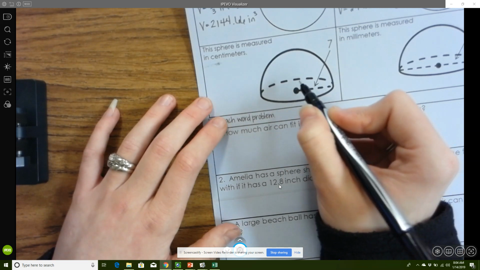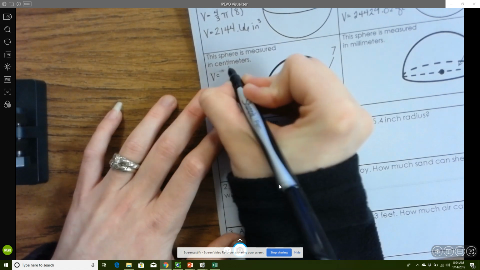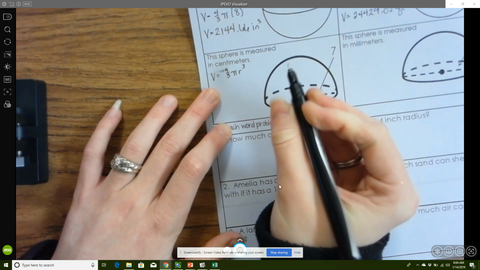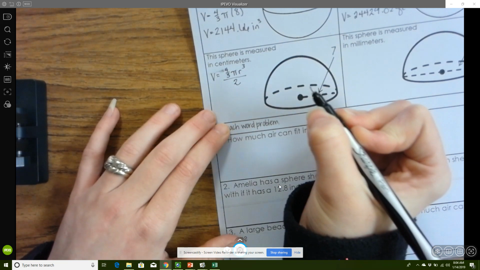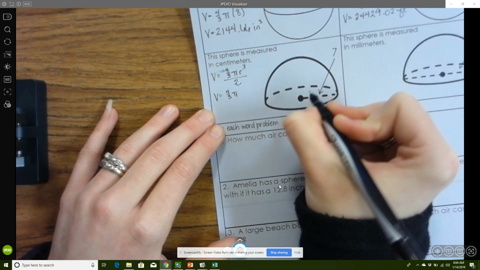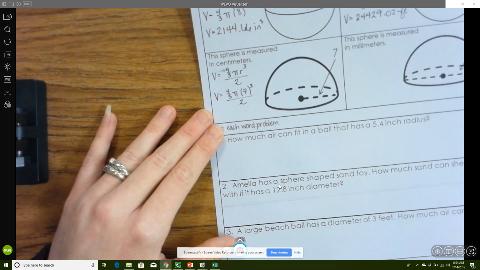So we've got one more step to do. We've got to take the volume and divide it by 2. So my original formula would go on top, but I have to take all that and divide it by 2. So my radius is 7, and then I'm going to divide it by 2.